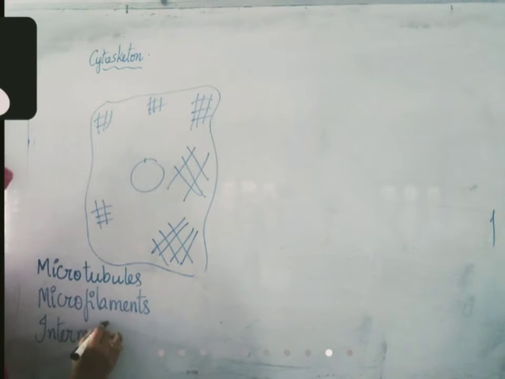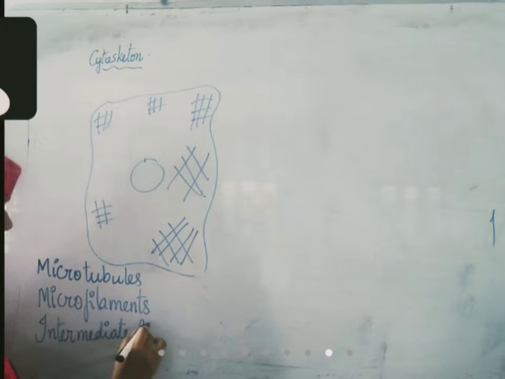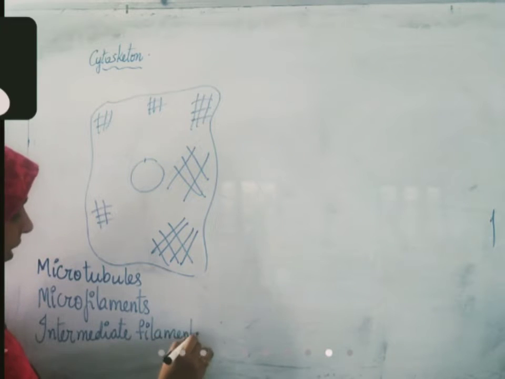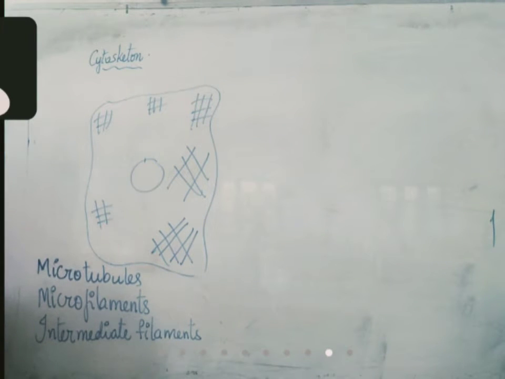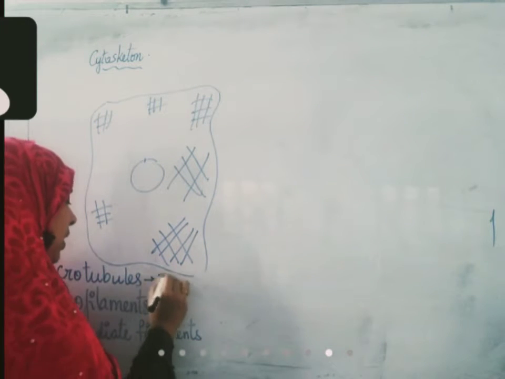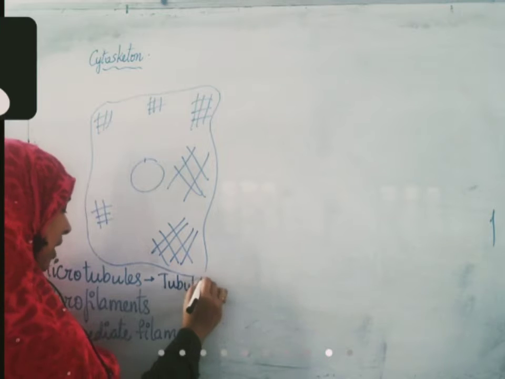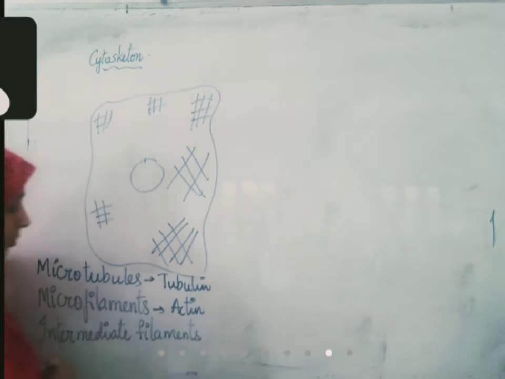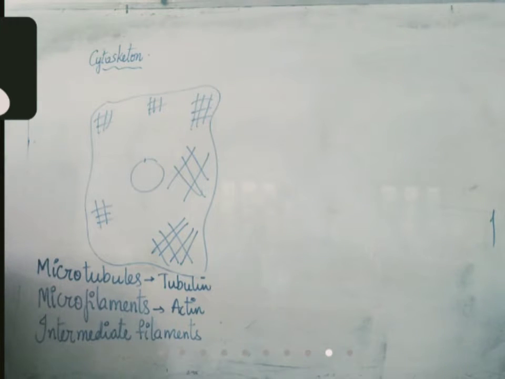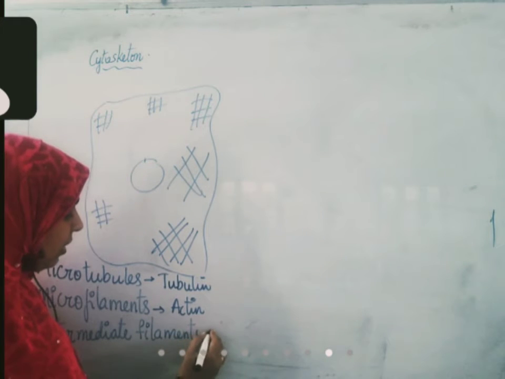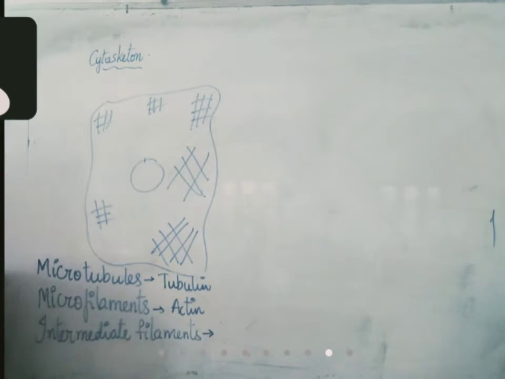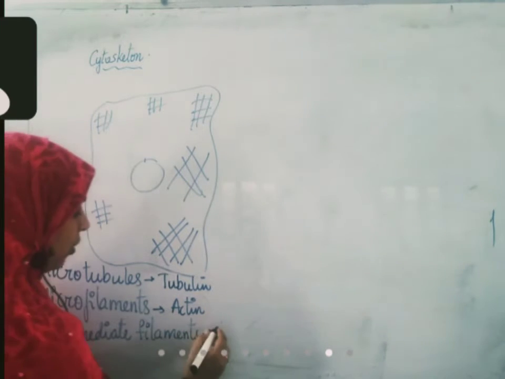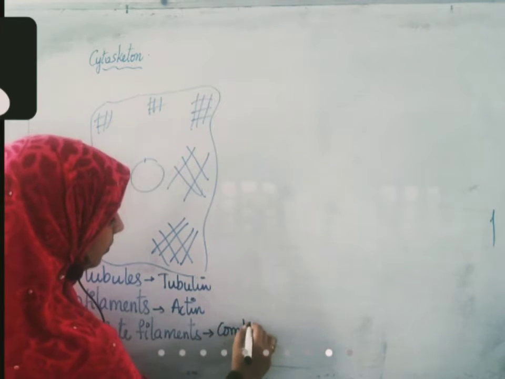What is the difference in these three types of filaments or fiber-like structures? They are generally made up of proteins. Always remember, fibers are made up of proteins. So the microtubule is made up of a protein called tubulin, and microfilaments are made up of a protein called actin, usually present in muscle cells. Intermediate filaments are made up of a combination of these two, and other types of proteins are also present.